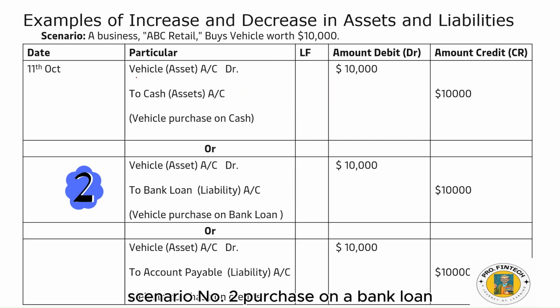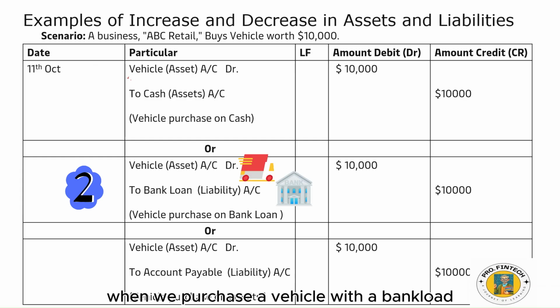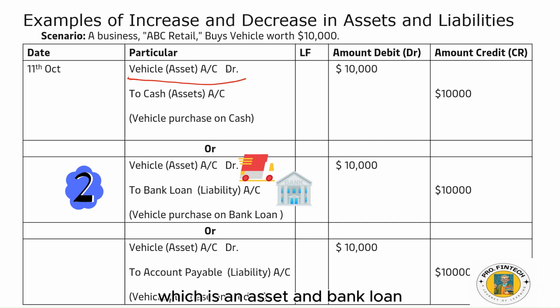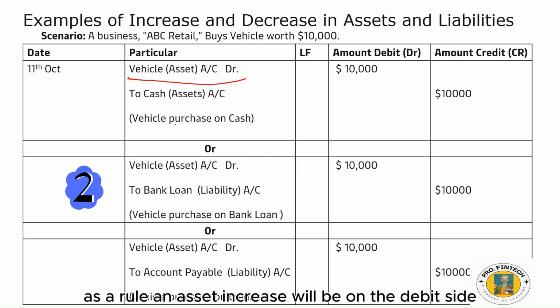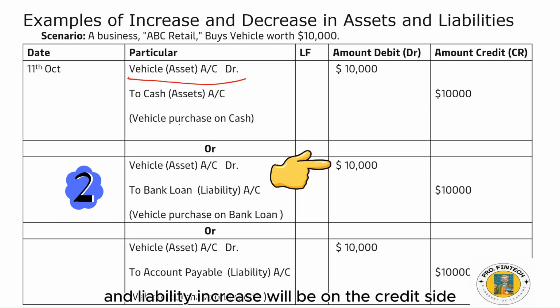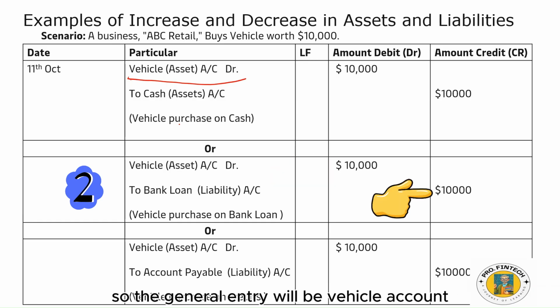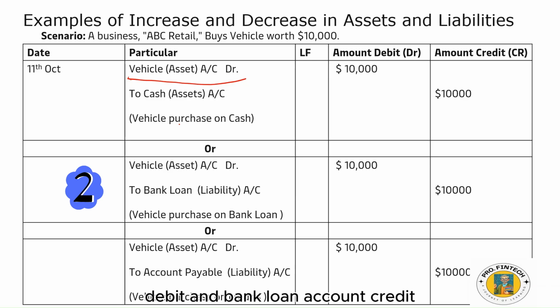Scenario number 2, purchase on a bank loan. When we purchase a vehicle with a bank loan, we have two effects here, vehicle which is an asset and bank loan which is a liability. The vehicle is an increasing asset and the bank loan is an increasing liability. As a rule, an asset increase will be on the debit side and a liability increase will be on the credit side. So the journal entry will be vehicle account debit and bank loan account credit.